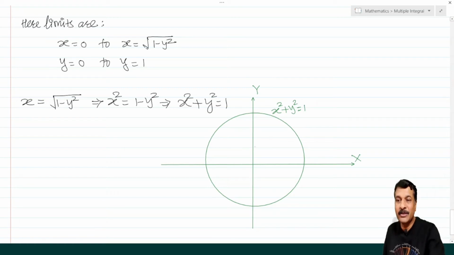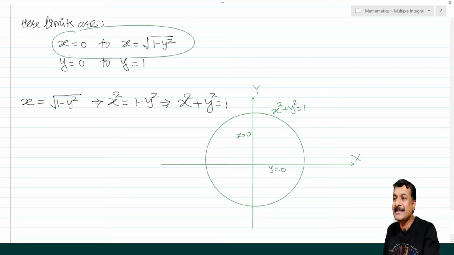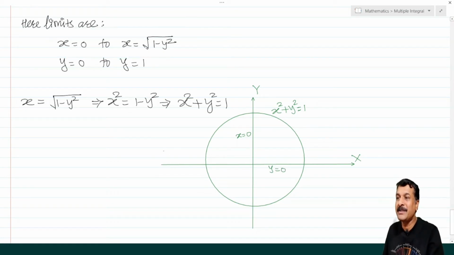Now x equal to 0 means the y axis, and y equal to 0 means the x axis. Here x varies and y is constant, so the given strip is horizontal, it cuts the y axis. The given strip goes from x equal to 0 to the circle, like this, and y equal to 0 to this point 1. So here it is 0 comma 1, and here it is 1 comma 0. So here the region of integration is this, by the given strip.